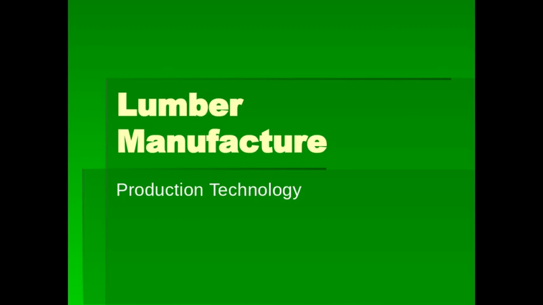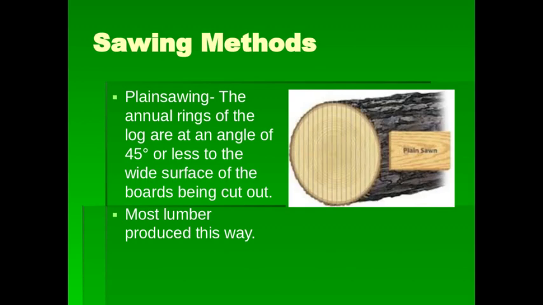Lumber manufacture, how they turn a log into lumber. There are three main sawing methods. The first one is called plane sawing. The annual rings of the log are at an angle of 45 degrees or less to the wide surface of the boards being cut. This is the way most lumber is produced.